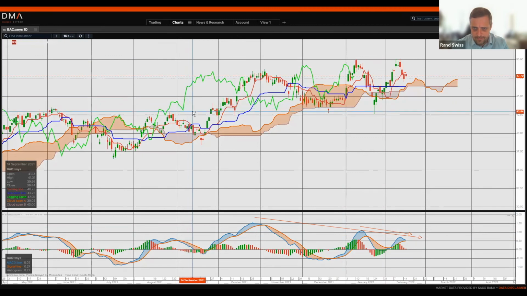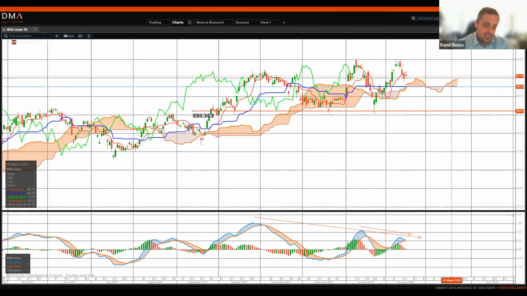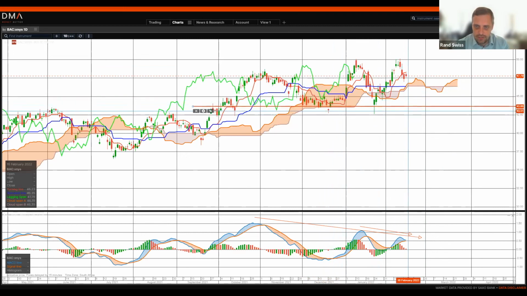Oh, sorry, I'll move this line now. But this is a good example where I told you earlier, these lines which they draw ahead of time, a lot of time they act as support and resistance. And then you can see this line held as support, support, support. So just something to note there. But okay, there's your support.